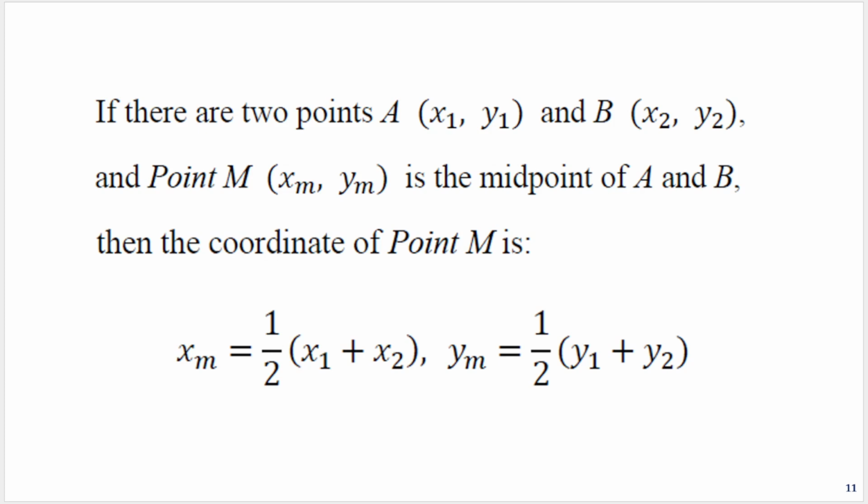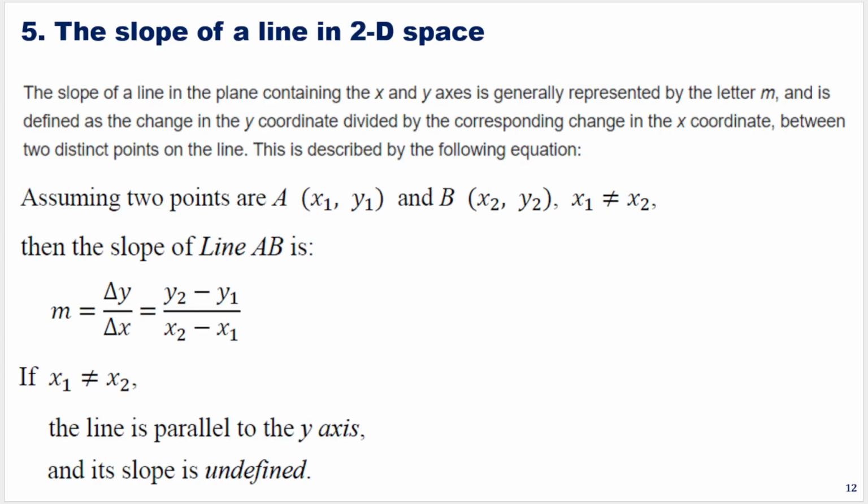Alright, if you finish, next let's have a look at the graphs and main properties of lines in 2-dimensional space. Okay, first let's have a look at some concepts related to lines. The first concept is the slope of a line in 2D space. The slope of a line in the plane containing the x and y axis is generally represented by the letter M. Well, sometimes we could also use the letter K, doesn't matter. Usually we'll use letter M to denote the slope.